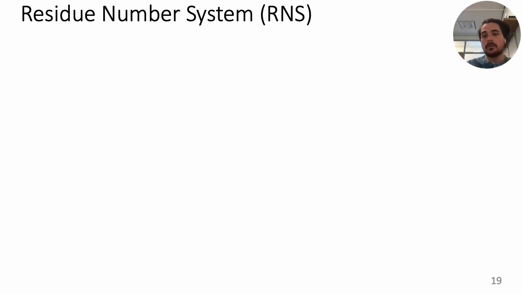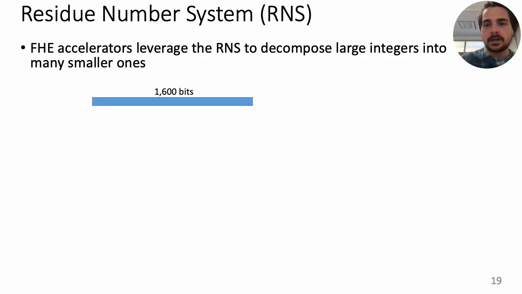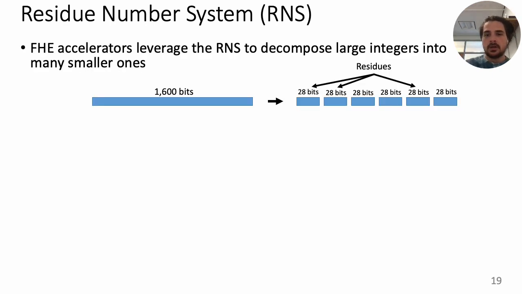To support both very large and varying coefficient bit widths used in FHE, we employ the residue number system, or RNS, to implement modular arithmetic. RNS leverages the Chinese remainder theorem to represent an integer modulo a large modulus as many smaller integers modulo the prime factors of the large modulus. These small integers are called residues.